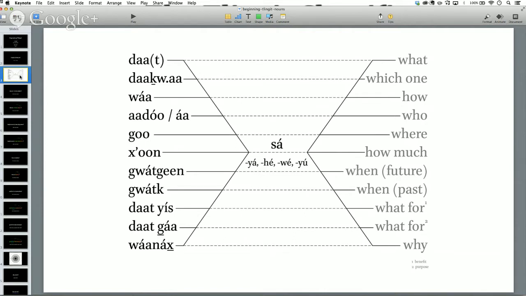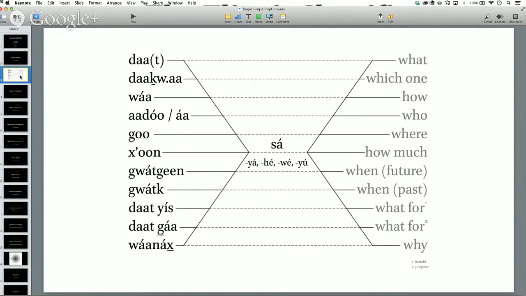What for? So the yis is sort of like, what is it going to be given for, or what is it benefiting? Dot qasa. Dot qasa. What for, as in what going after what? So the examples would be, what are you making fry bread for? I'm making it for the community dinner tonight, right? So that's the reason. That's what it's going to benefit. Dat qasa, what are you going to the store for? What are you going after? Literally it means to go after something.